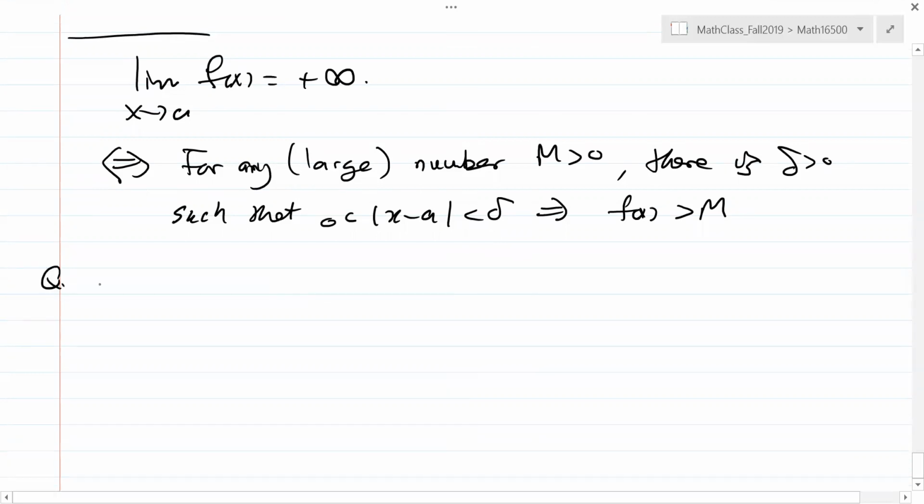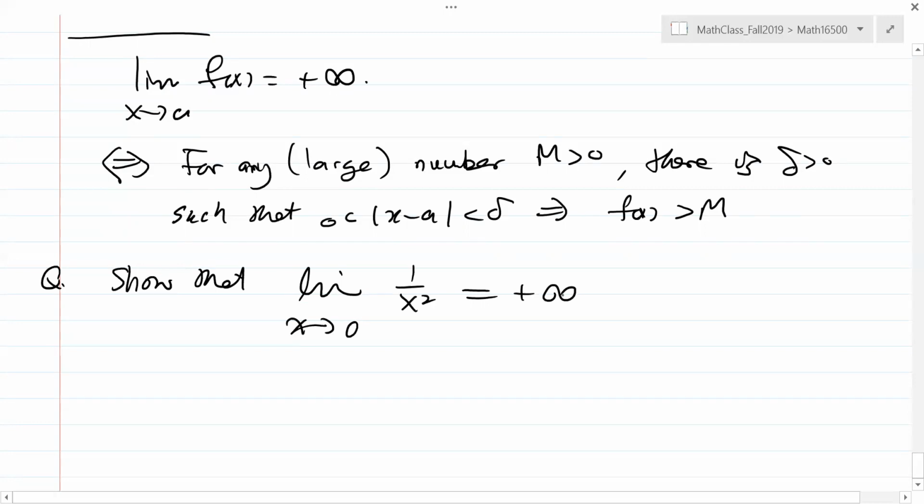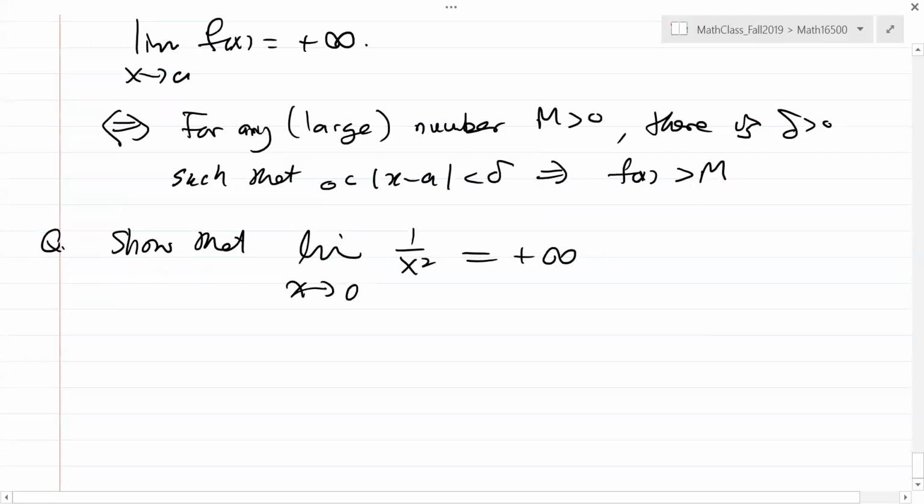Okay. So show that the limit as x approaches 0 from either side of 1 over x squared equals infinity. Then you say, well, that's obvious, right? x squared is getting close to 0, but it's always positive, then 1 over x squared approaches infinity. So how do you prove that?